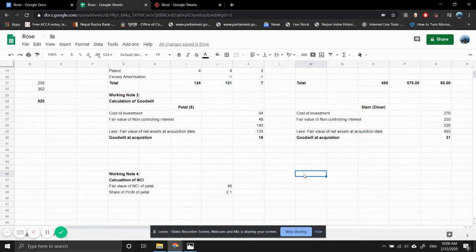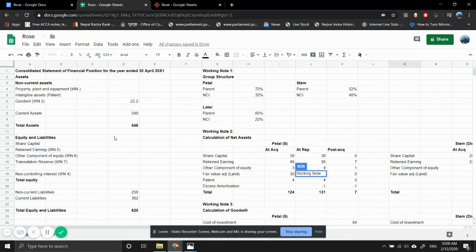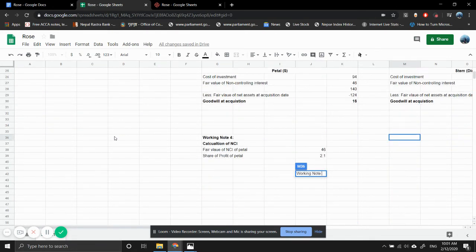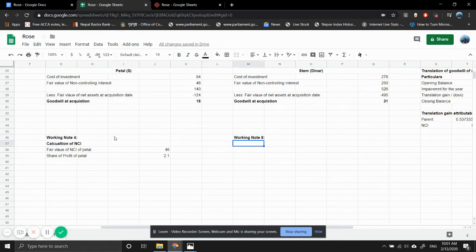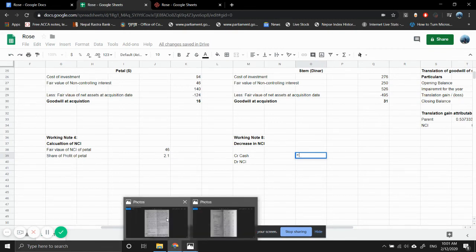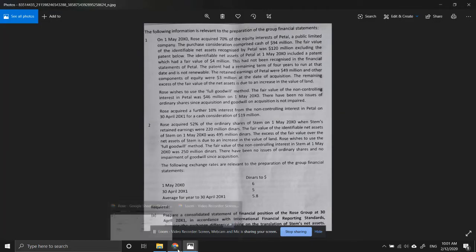So what I'll do is quickly create another working note. Note number 7 is already gone, that means 8. Working note number 8, bold it: increase or decrease in NCI. So what has happened is credit cash, how much cash did we pay them, debit NCI. What was the cash we paid them for the additional purchase? 19, right? Okay, 19.